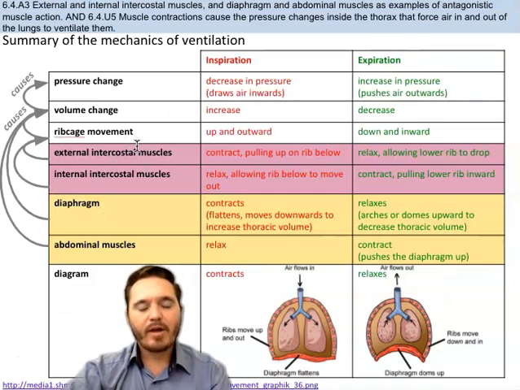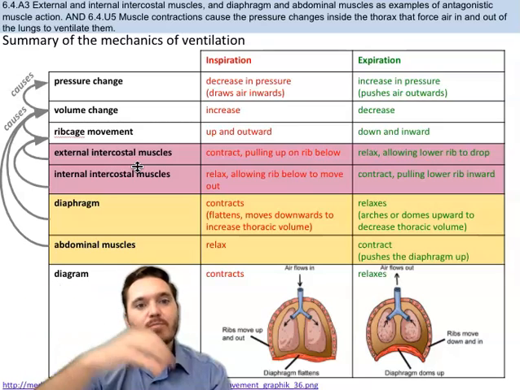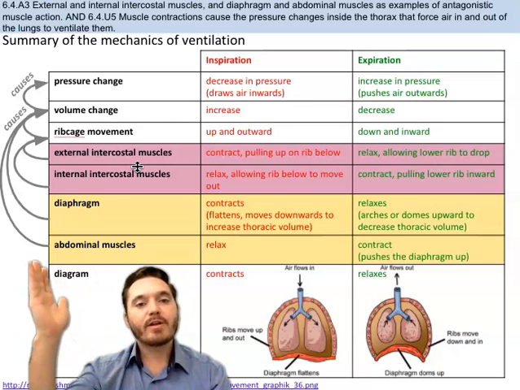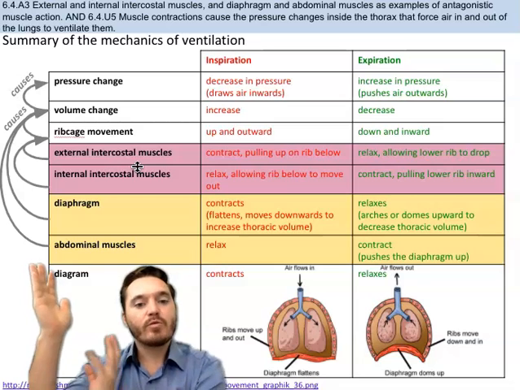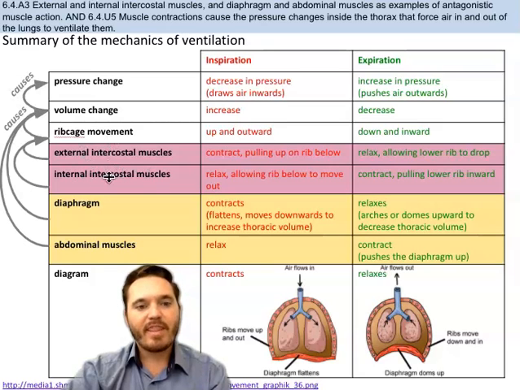Okay, this is one pair of antagonistic muscles. So what are antagonistic muscles? They are pairs of muscles that work together. Most of your muscles for movement actually work together in some way, and they come in pairs because one muscle will contract and move something in one direction, and then another muscle contracts to move in the opposite direction. Okay, so you've got your external and internal intercostal muscles. That is one pair of those antagonistic muscles that help you to breathe.